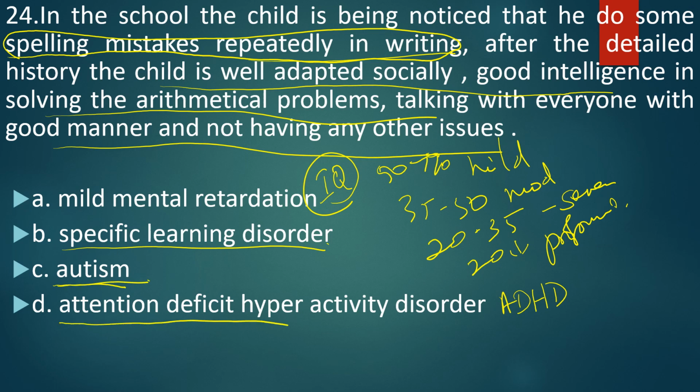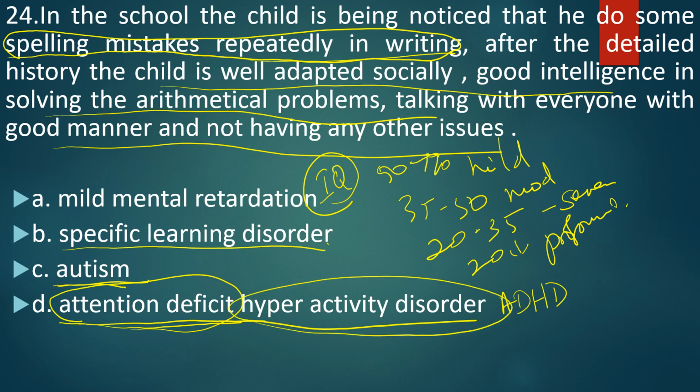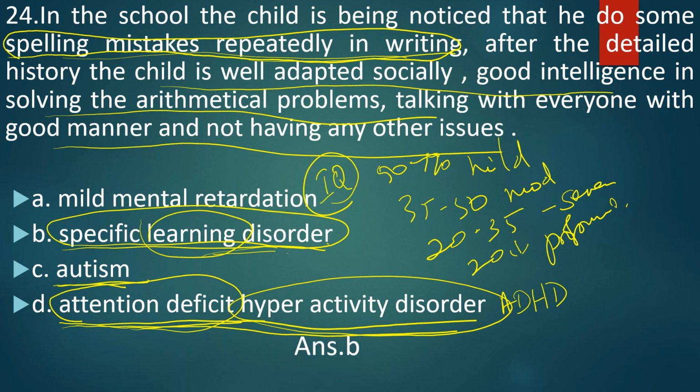Next is option D, attention deficit hyperactive disorder. This has its own explanation. Attention deficit: the child will not have proper, sufficient attention, and hyperactivity disorder: the child will always be hyperactive and impulsive. So here you can see the behavior of the child, not the spelling mistakes or repeating. So the right answer is specific learning disorder. Here itself it says there's a problem with learning specifically. So the option is B.